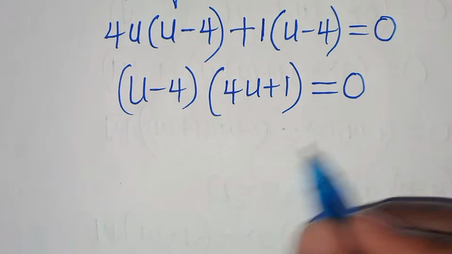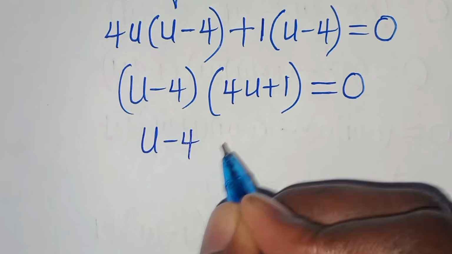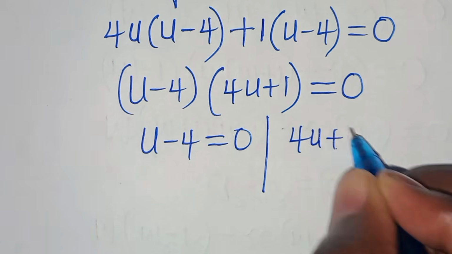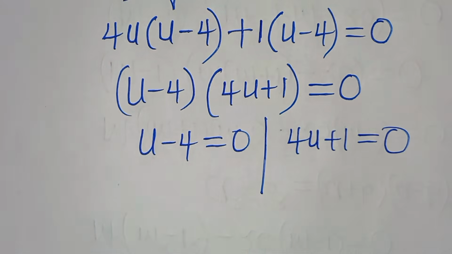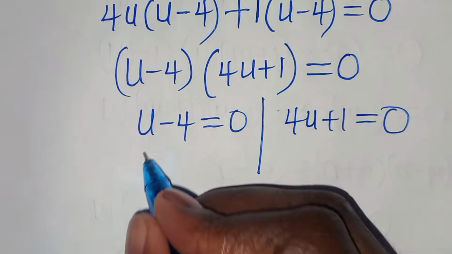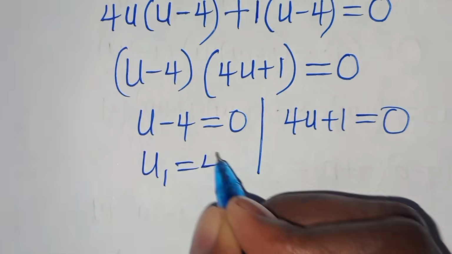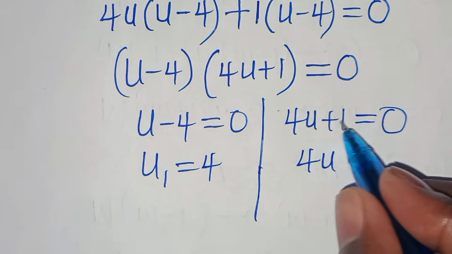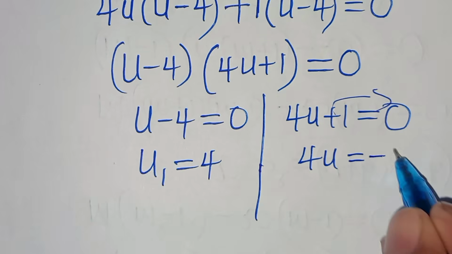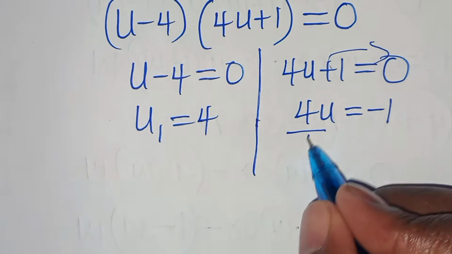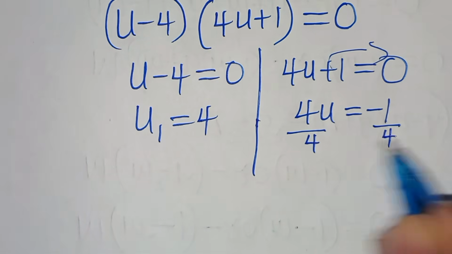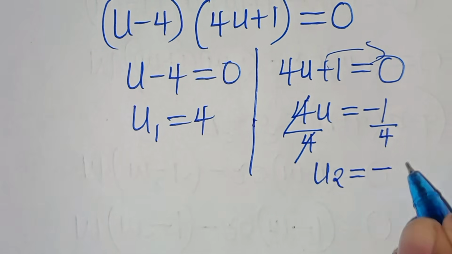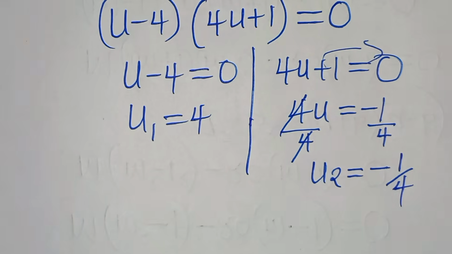So we have got two parts here. We have u minus 4 equal to 0, and we have 4u plus 1 equal to 0. So we have u1 is equal to 4. And here we have 4u. Let's take plus 1 to the right hand side, so this is minus 1. Let's divide by 4 on both sides. So this means that u2 is equal to minus 1 over 4.